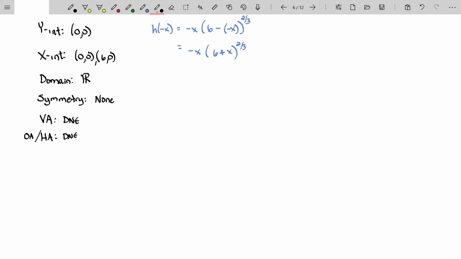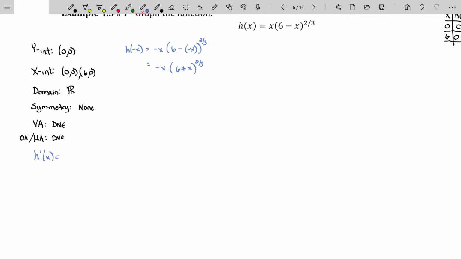Let's now go with the derivatives. So h prime of x is equal to, well, if you take a look at that function, it's going to be a product rule yet again.